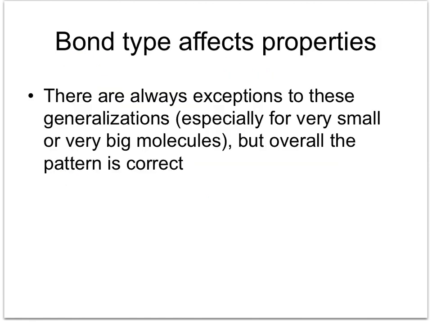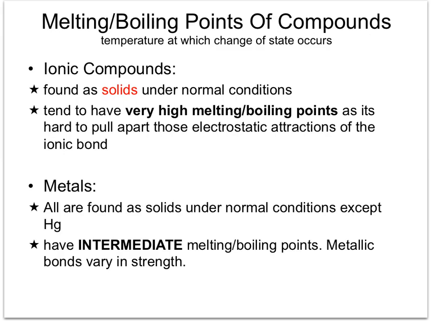So how do bond types affect the properties of the compounds? Well, we're going to find out that there are always exceptions to the generalizations that we're going to mention in a few minutes for very small or very big molecules, but overall there's this pattern, this trend that we can identify. The first property we're going to look at is the melting point or boiling point of a compound, which is the temperature at which the change of state occurs.